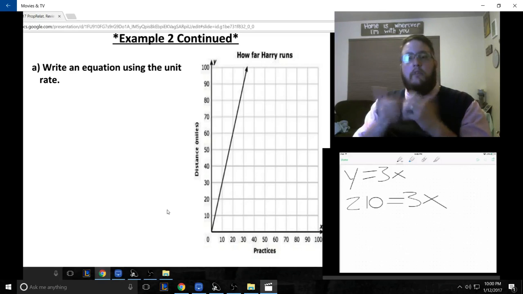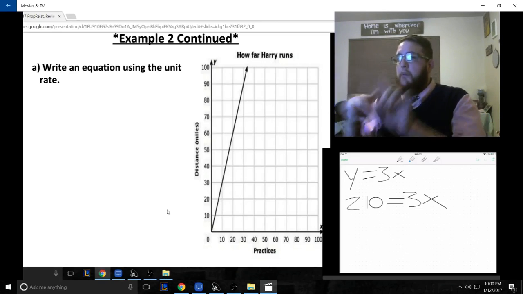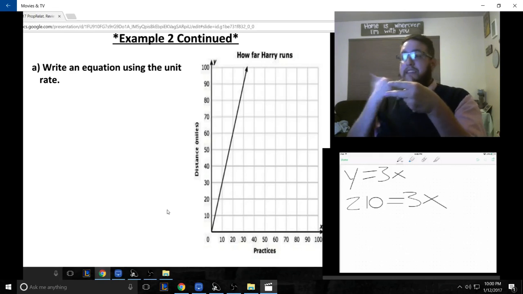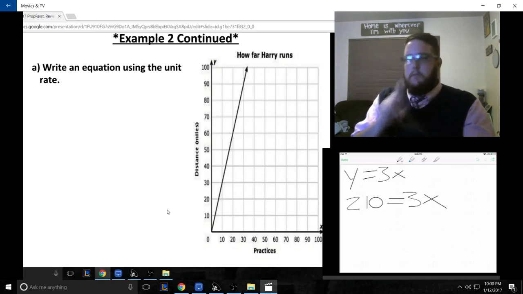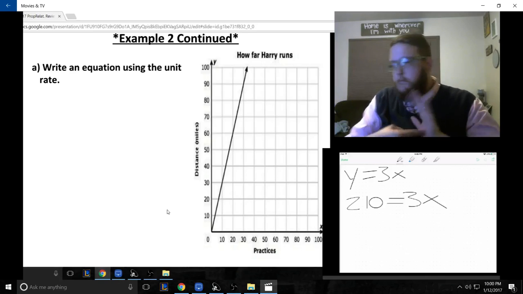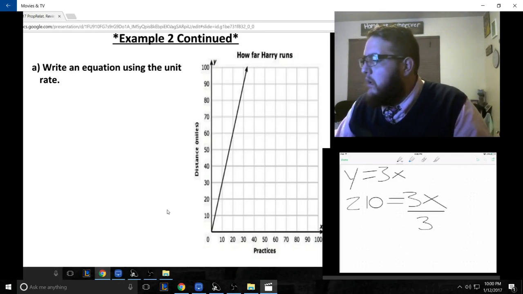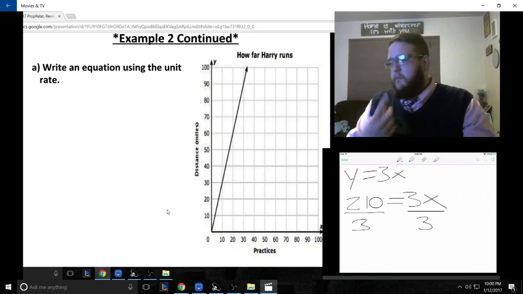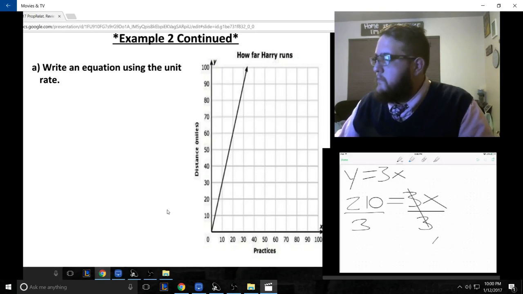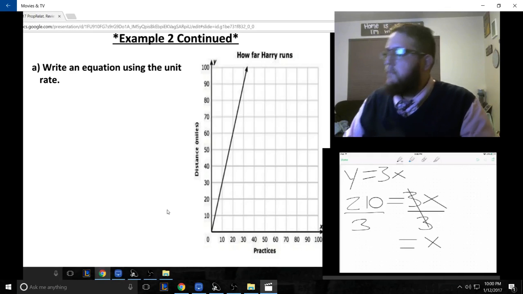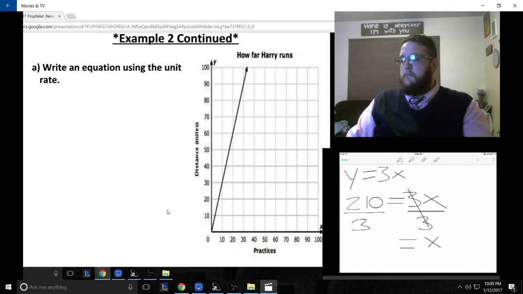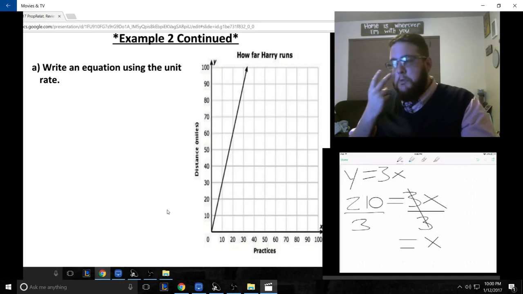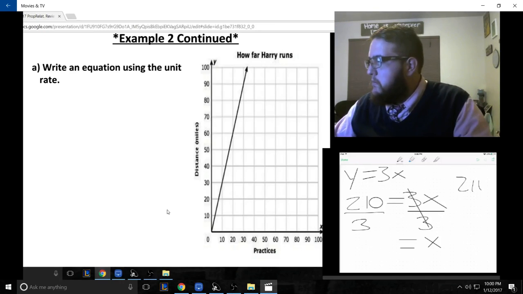In order to figure out what x is, we have to get rid of the 3. Right now, 3x means we're multiplying 3 times x. In order to undo that multiplication, we must divide by 3. But if we divide by 3 on one side, we must also divide 210 by 3. 3 divided by 3 is 1. But we'll just write that as x. Now what we've got left is 210 divided by 3. So we'll see what that is.